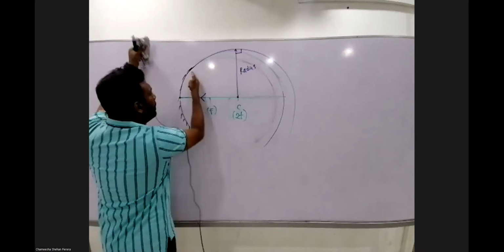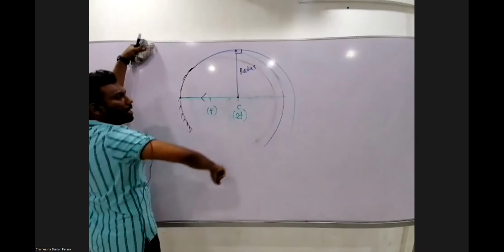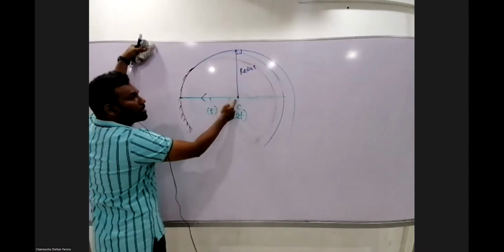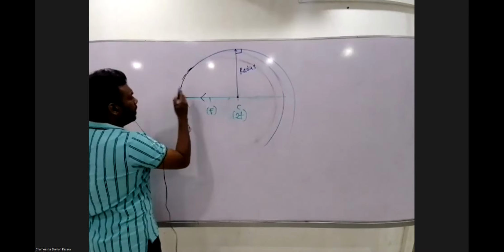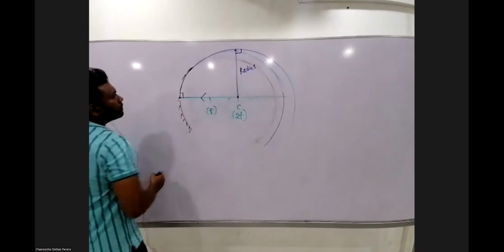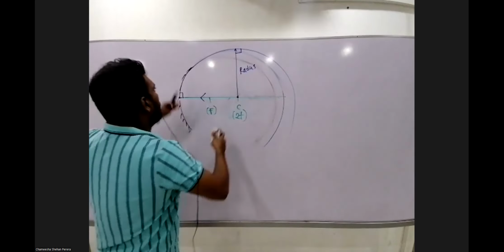The concave mirror surface is a small part of our big sphere. So that mirror surface also would be touched by this line, the principal axis, with a perpendicular, if you can remember. Right, it touches with a perpendicular.